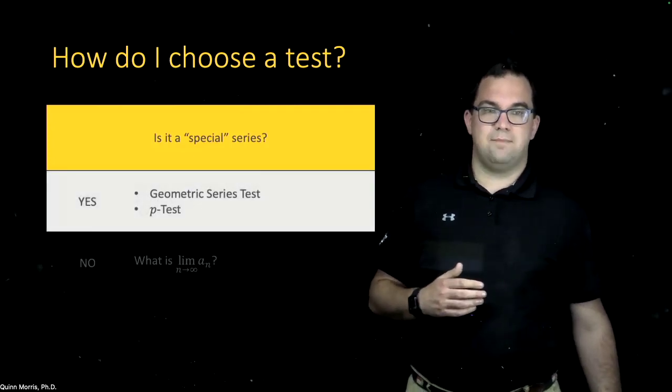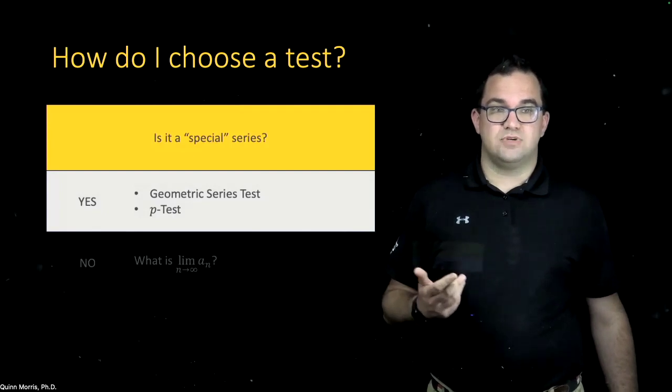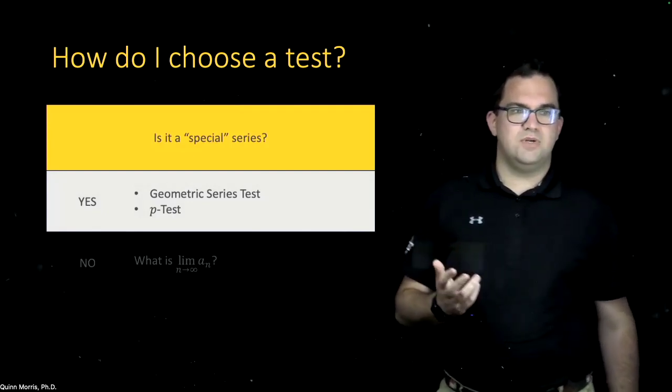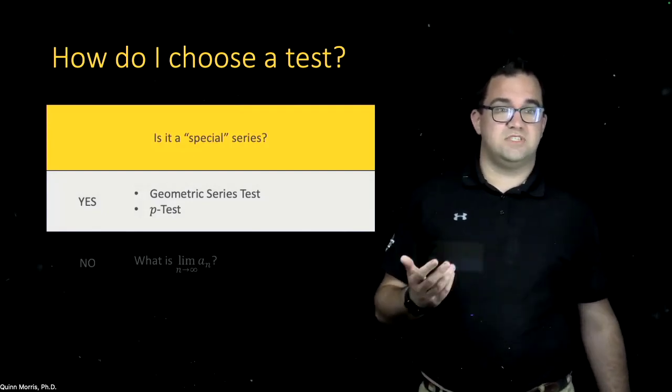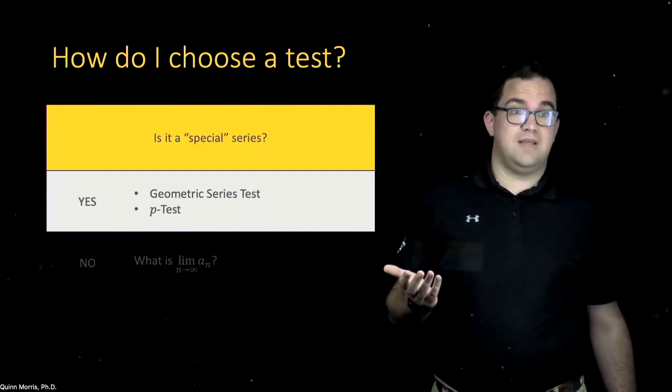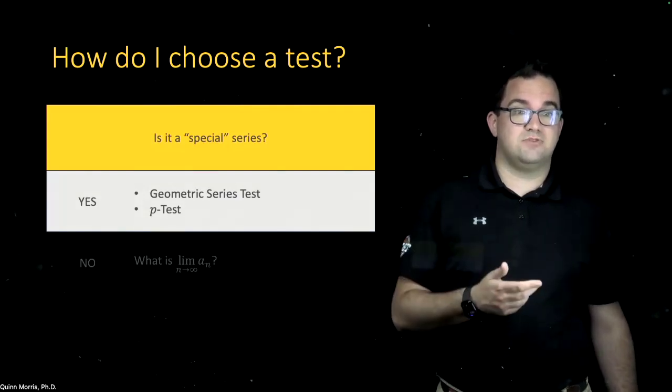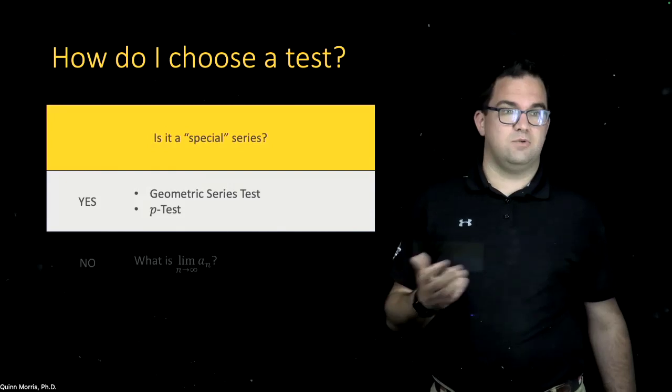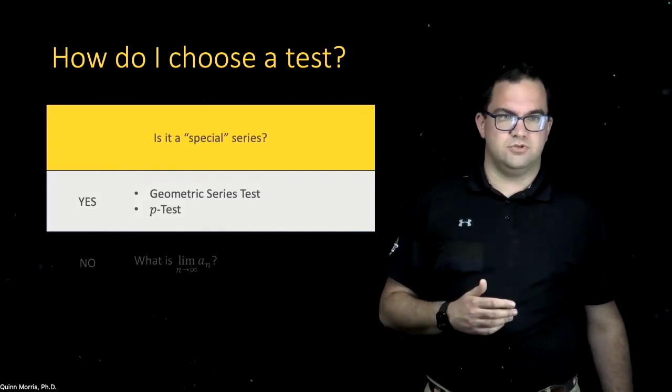So, for example, I might say, yes, it's a geometric series or it's a p-series, in which case, if it's one of those special types of series, then I have a nice special test for that, right? I have the geometric series test or I have the p-test that will very quickly tell me whether it converges or diverges.